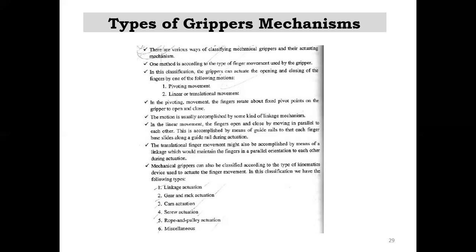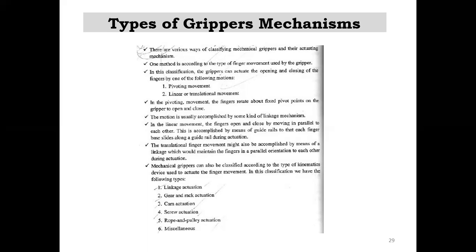In linear movement, the fingers open and close by moving parallel to each other. This is accomplished by means of guide rails, so that each finger base slides along a guide rail during actuation. The translational finger movement might also be accomplished by means of a linkage which would maintain the fingers in a parallel orientation to each other during actuation.